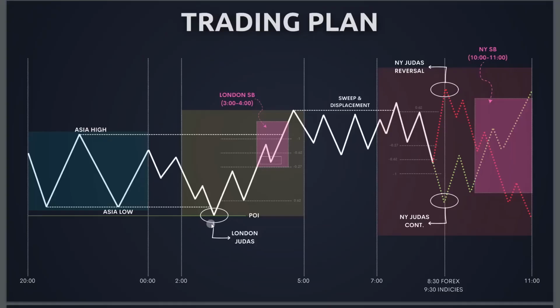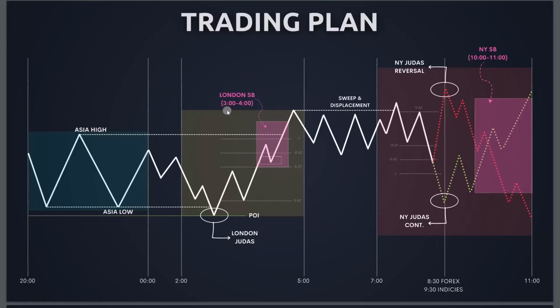Now, this is the first opportunity to enter, which is the London Judas in the lower time frame. We're going to take a risky entry after price takes the Asia low, goes into the point of interest and then goes up. If price leaves you a fair value gap, you can take a risky entry from there. Price goes, you have the OTE.